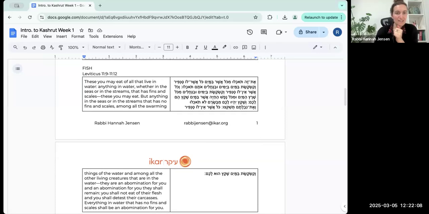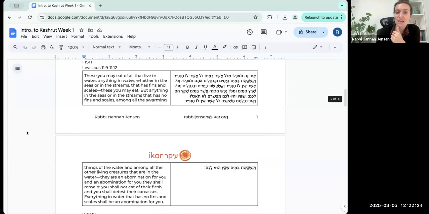Here's what we hear about fish. These you may eat of all that live in water. Anything in water, whether in the seas or in the streams, that has fins and scales, these you may eat. But anything in the seas or the streams that has no fins and scales, among all the swarming things of the water and among all other living creatures that are in the water, they are an abomination for you. You'll see this language a lot, abomination. That's just the way they translate it. Seems much more intense in English in some ways.